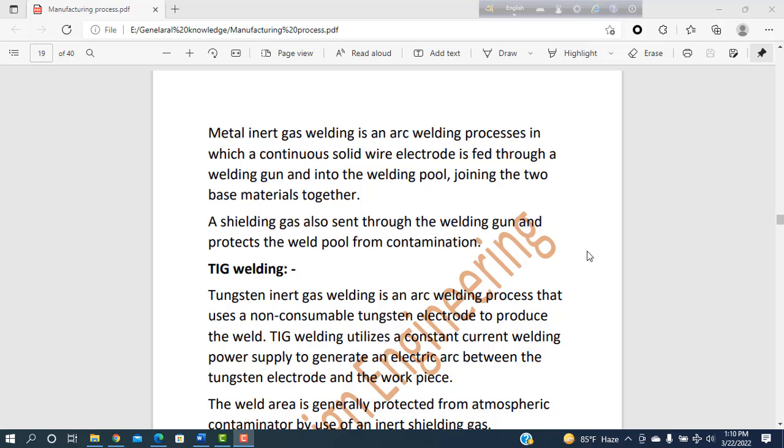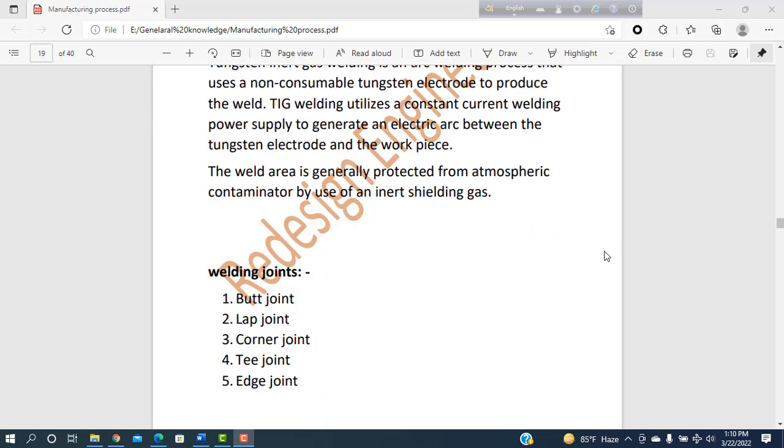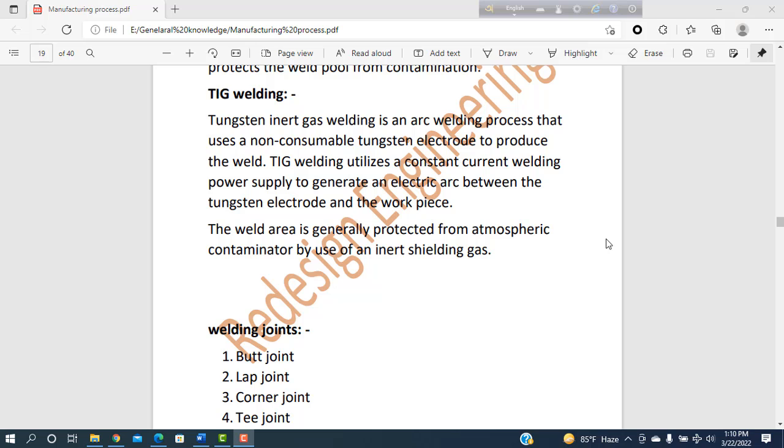joining the two base materials together. A shielding gas is also sent through the welding gun and protects the weld pool from contamination. TIG welding. Tungsten inert gas welding is an arc welding process that uses a non-consumable tungsten electrode to produce the weld. TIG welding utilizes a constant current welding power supply to generate an electric arc between the tungsten electrode and the workpiece. The weld area is generally protected from atmospheric contamination by an inert shielding gas: helium, neon, argon, krypton, xenon.